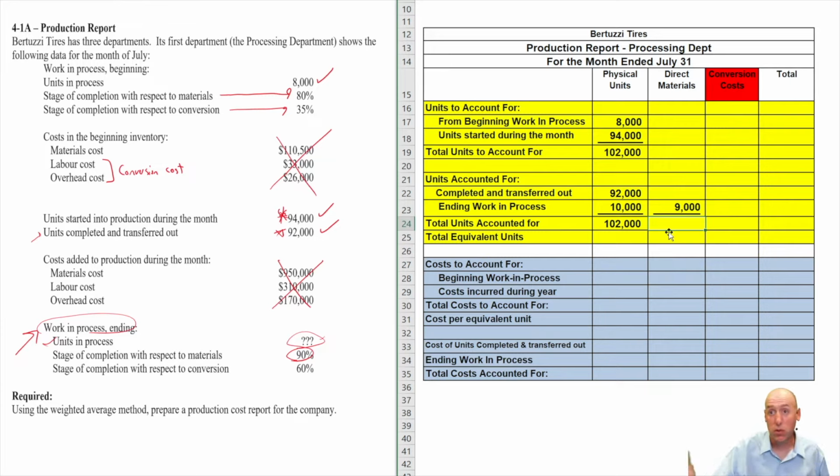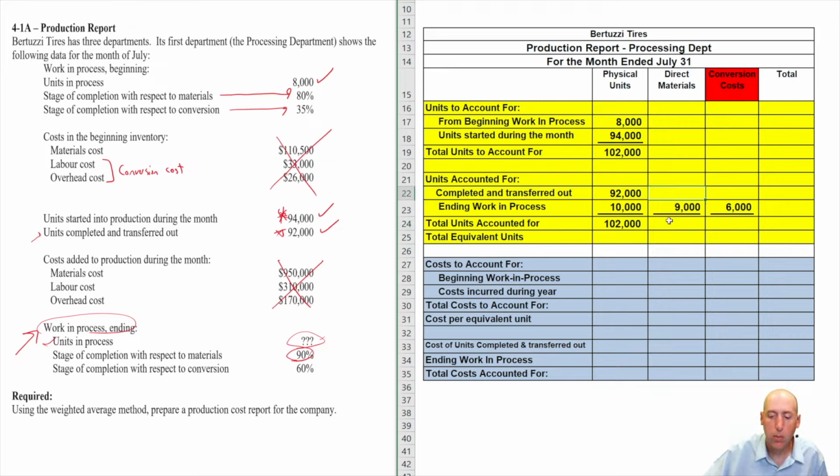Now, when I have my students do this in class or in exams, they're writing it, right? So you're using a calculator, you're writing things down. It's going to depend on the circumstance of your class, what you're able to use in terms of tools. Conversion. We have 10,000 units that are 60% complete. So 60% times 10,000 is 6,000.